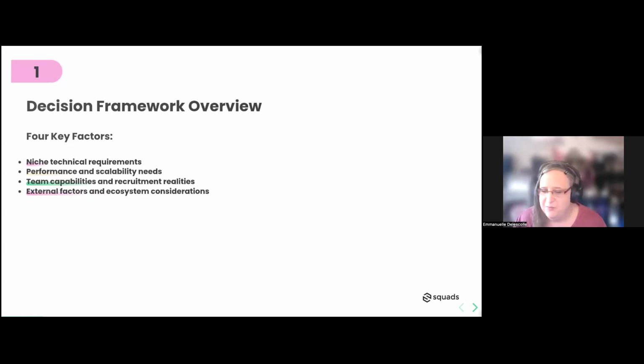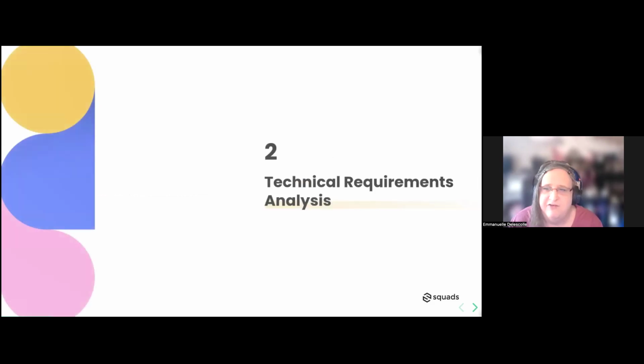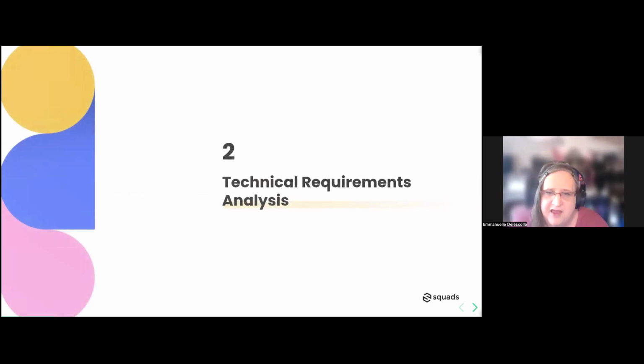So what matters is maybe you do have niche technical requirements, or performance requirements, or you already have a team, or there are also external factors that can weigh into the decision. So let's dive into each factor, starting with the technical requirement. This one is often one of the most complicated ones because sometimes it's not easy to distinguish between a technical and a business requirement. There's also economic factors and performance versus productivity trade-offs.